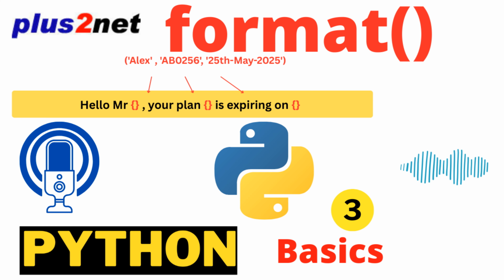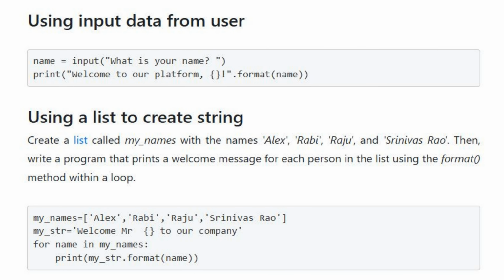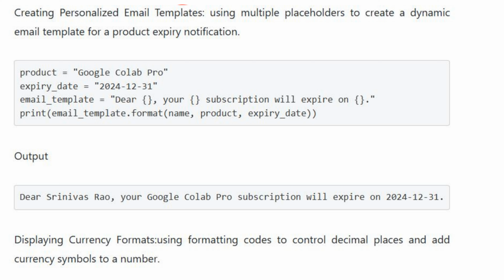And you can scale that up, right? Like looping through a list of names. Absolutely. The article had my names: Alex, Robbie, Raju, Srinivas Rao. You just loop for name in my names, print welcome dot format name. Instant personalized messages for everyone. That's fundamental for automation and email templates too. Same principle. Define a template string with placeholders, and format with name, product, date fills it in for each user. Very efficient.